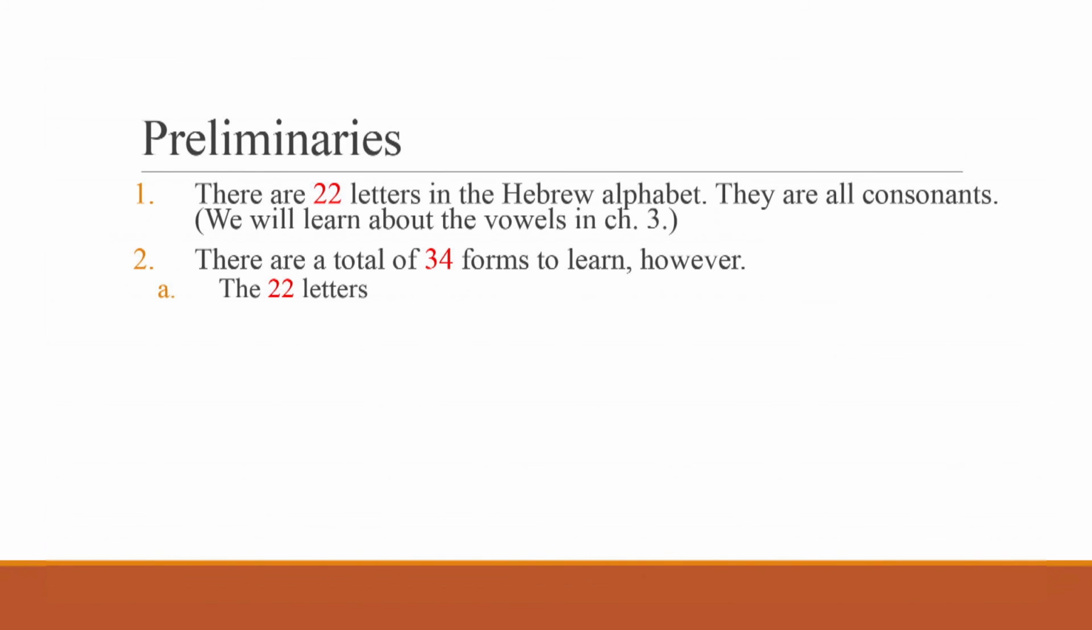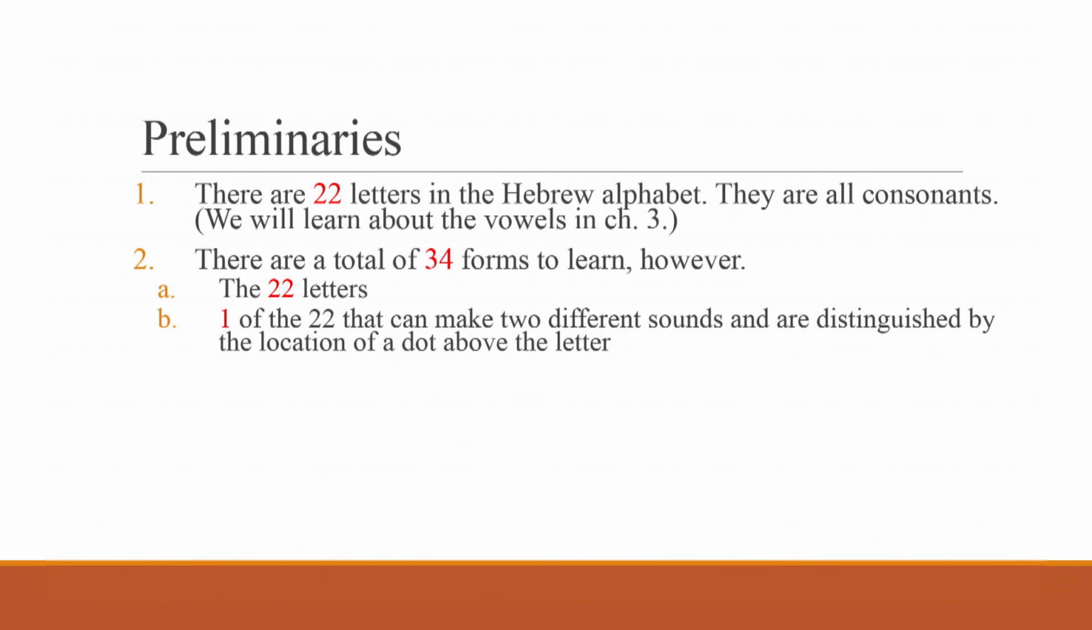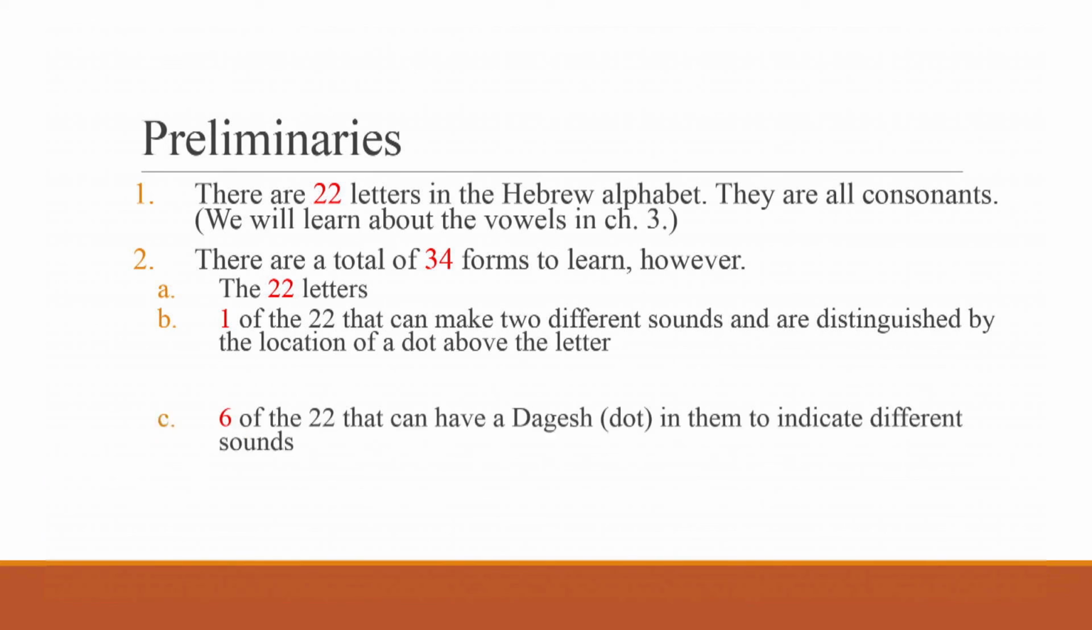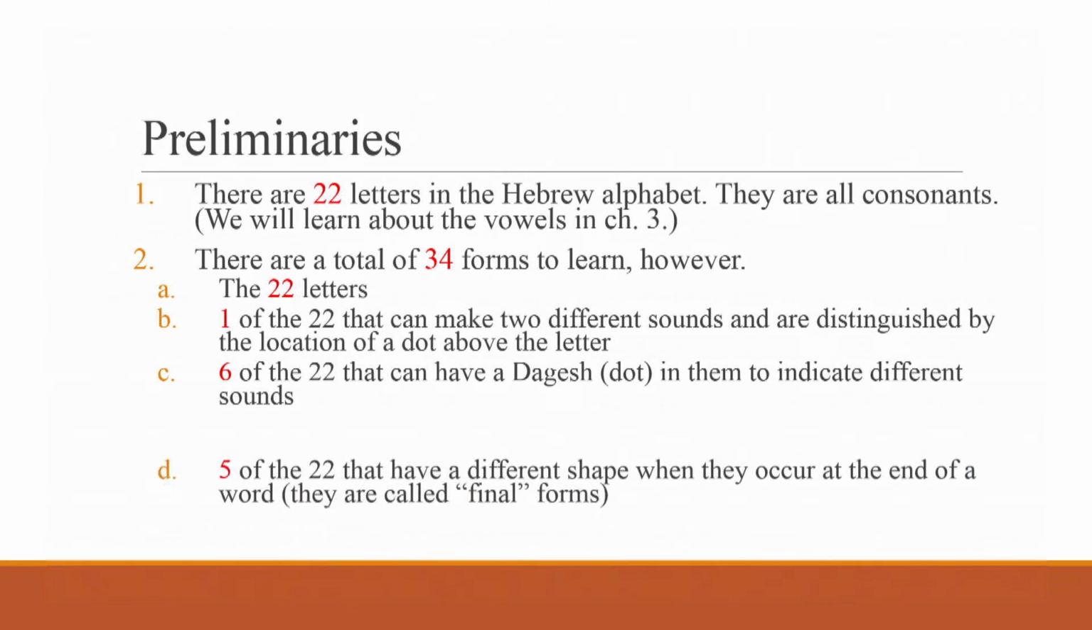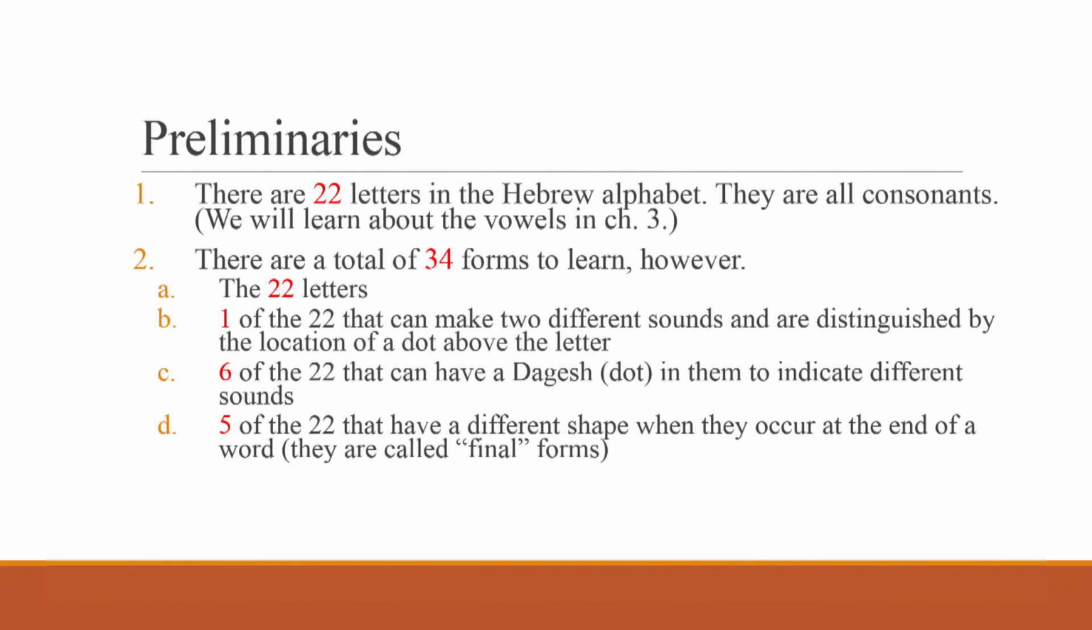One of those 22 letters can make two different sounds that are distinguished by the location of the dot above the letter. 6 of those 22 can have a dagesh, a dot, in the middle of the letter that make distinctive sounds. And then 5 of the 22 have a different shape when they are written at the end of a word, and these are called final forms. And you add all of that up, and you get 34 forms.